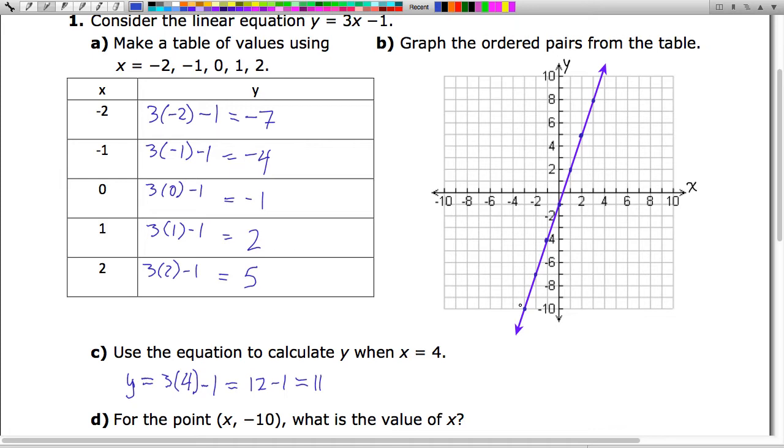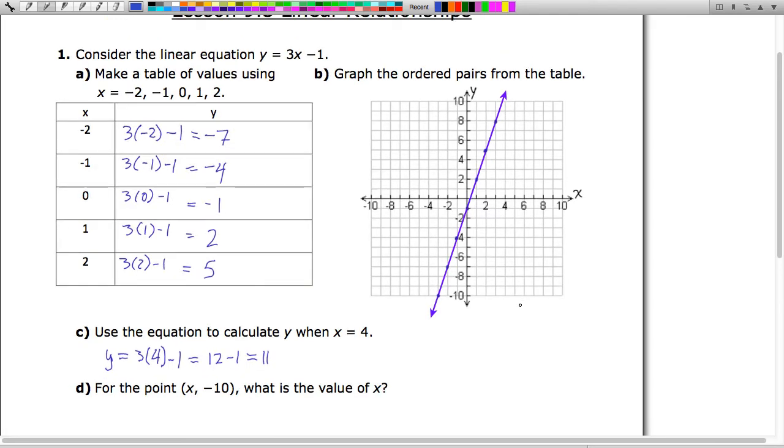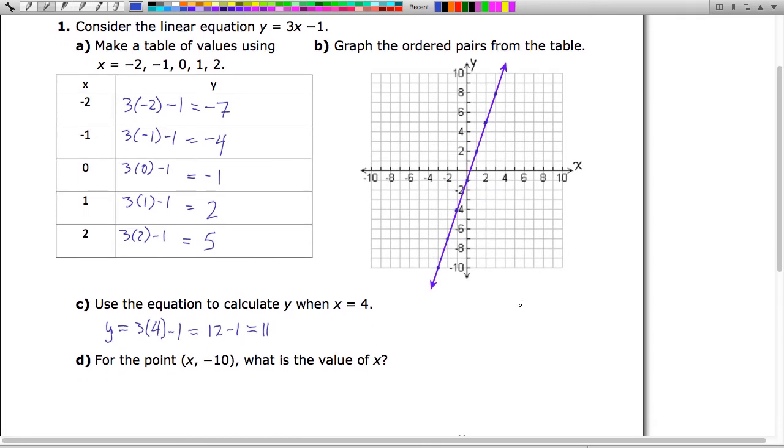And now the next question, just zoom out so I can see the question and also still see the graph, it says for the point x comma -10, what is the value of x? So we have a y coordinate of -10, which you can see right here. So if you go along at a y value of -10, this is the point we're looking at, and it has an x coordinate of -3. So now you can see from the graph how I determine that. It's x equals -3.